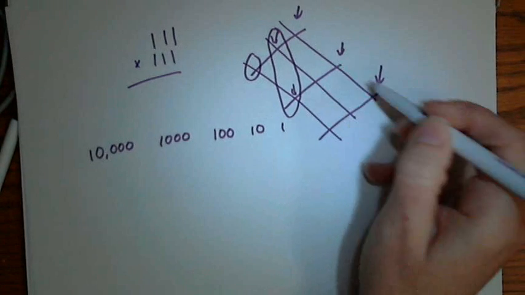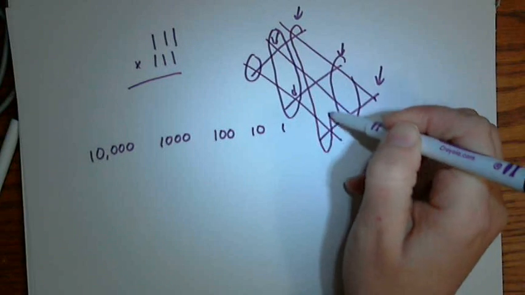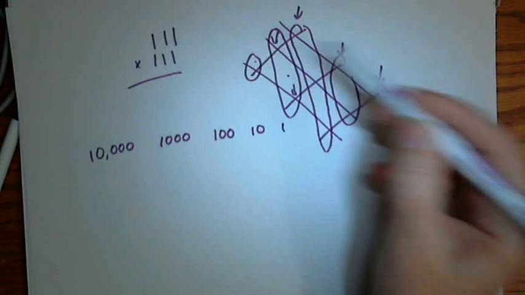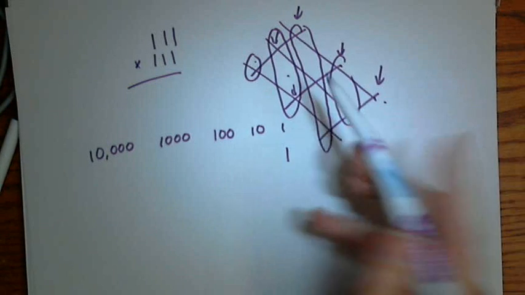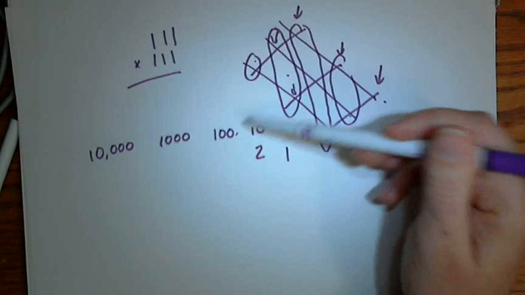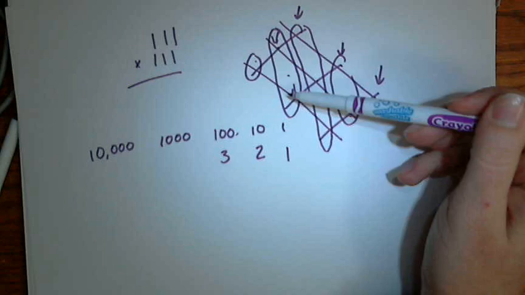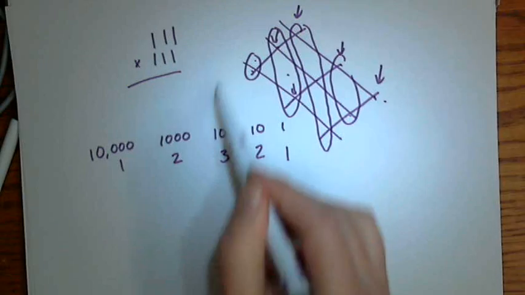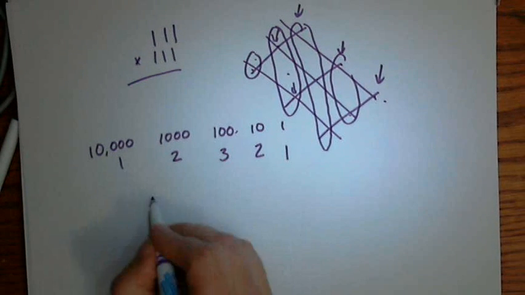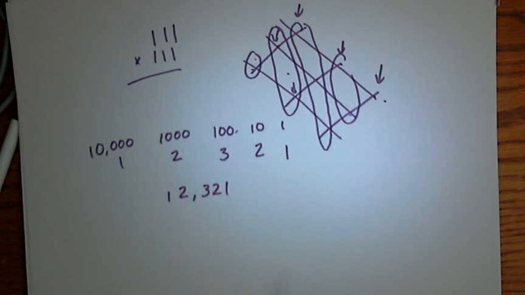So again, this is 1s, 10s, 100s, 1000s, and 10,000s. How many 1s do I have? 1. How many 10s do I have? 1, 2. How many 100s do I have? 1, 2, 3. Thousands, 1, 2. And 10,000s, I have 1. So according to my diagram here, I have an answer of 12,321 when I multiply 111 times 111.